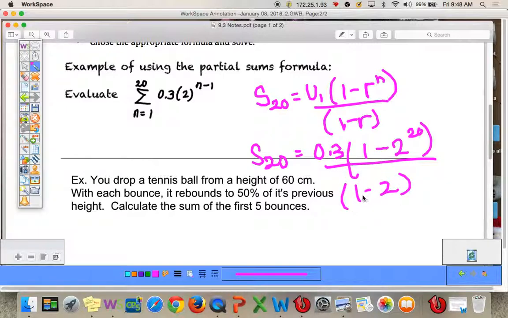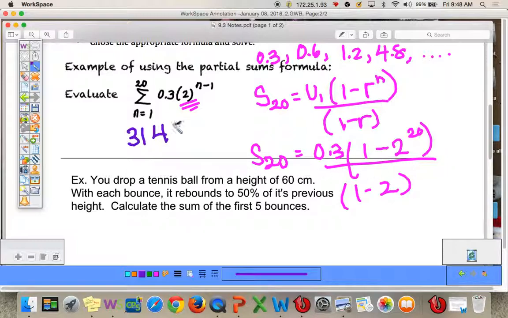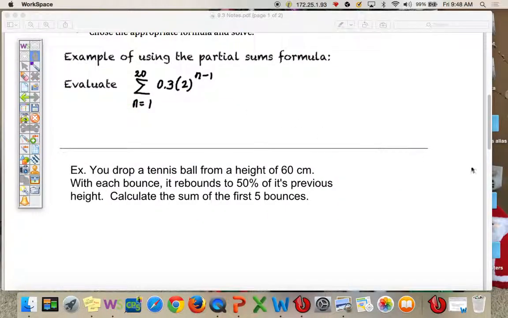Okay, so you type that into your calculator, and it ends up being really big because notice we're doubling all these terms. So you have 0.3 and then you double it, and you get 0.6 and you double it. You get 1.2 and you double it, and you get 4.8 and you double it. And these get really big really fast, so if you add up the first 20 terms, it ends up being a big number. If you try this in your calculator, hit enter before you divide, it helps. You get 314,573. So there's the sum of the first 20 terms, 314,573.